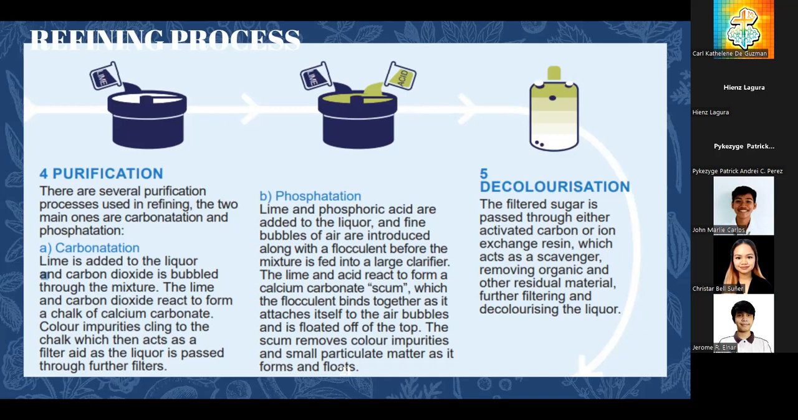The second is phosphatation. Lime and phosphoric acid are added to the liquor and fine bubbles of air are introduced along with a flocculant before the mixture is fed into a large clarifier. The lime and acid react to form a calcium carbonate scum, which the flocculant binds together as it attaches itself to the air bubbles and is floated off of the top. The scum removes color impurities and small particulate matters as it forms and floats.